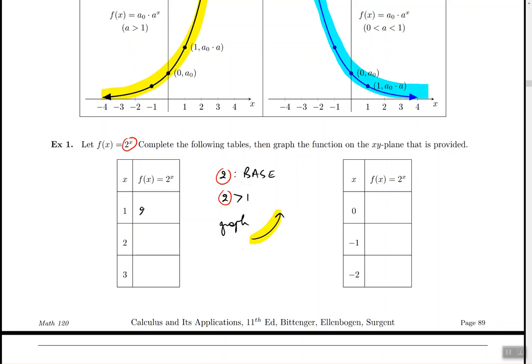So I'm just going to replace the x with the number 1. 2 to the power of 1 is going to be 2. The next case is going to be 2 squared, and that's basically going to be 4. The next one is going to be 2 as a base, and the power is now 3. So 2 to the power of 3, that's going to be 2 times 2 times 2, which is going to be 8 at the end.